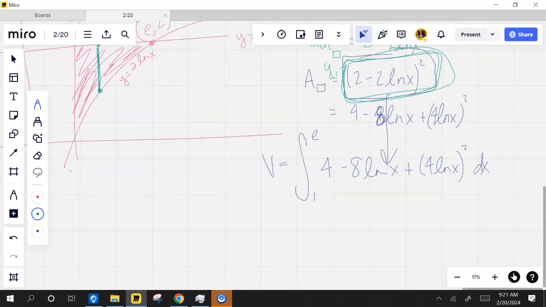I got 1.746. Okay, which equation did you put in? Did you square the 4 log x after, or did you put 4 log x in parentheses and then square? You got the same thing?